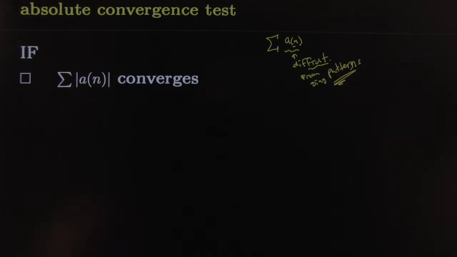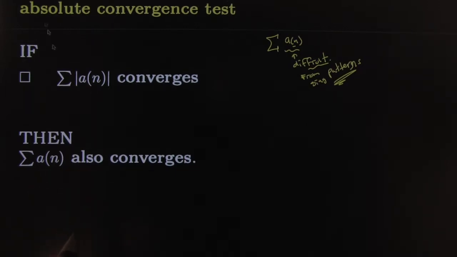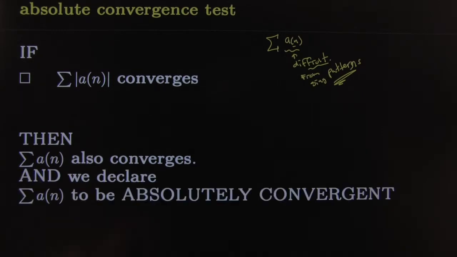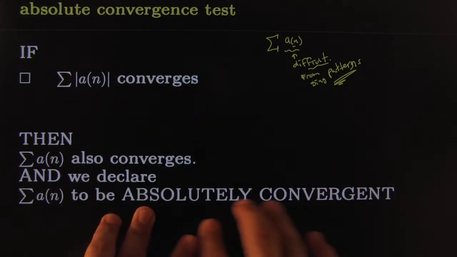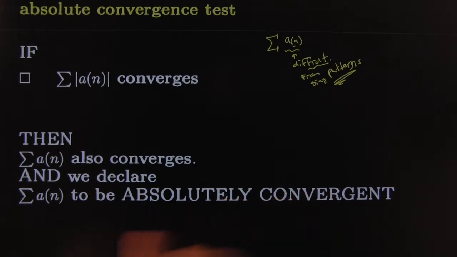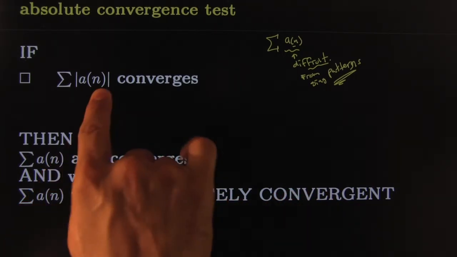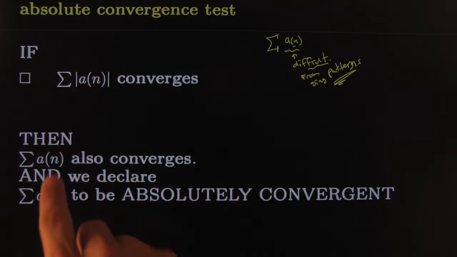And here's what we can conclude. If the absolute value version of the series converges, then the original one must also converge. Okay? And when that happens, we have some special terminology. We call the series absolutely convergent, because it converges both in absolute value and without the absolute values. It means it converges really, really fast. If the absolute value converges, where everything is being added, and in this one some of the things are being subtracted, of course it's going to converge much faster.